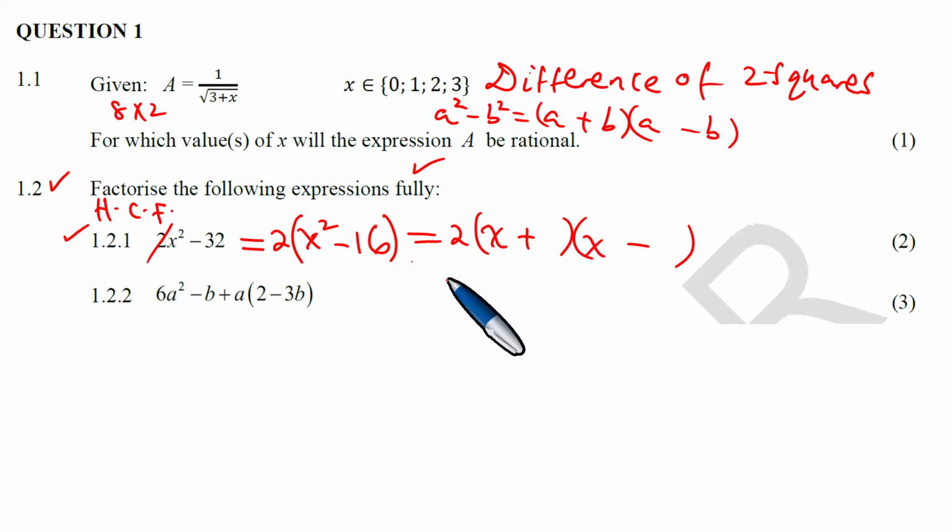And do the same here, because this 16 can be written as a perfect square, and it is the same as 4 squared. And therefore, because it's the same as 4 squared, we do this. So the 4 is like our b, and then we put plus b, minus b. So we're going to put plus 4, minus 4. Okay, so make sure you get these ones right.